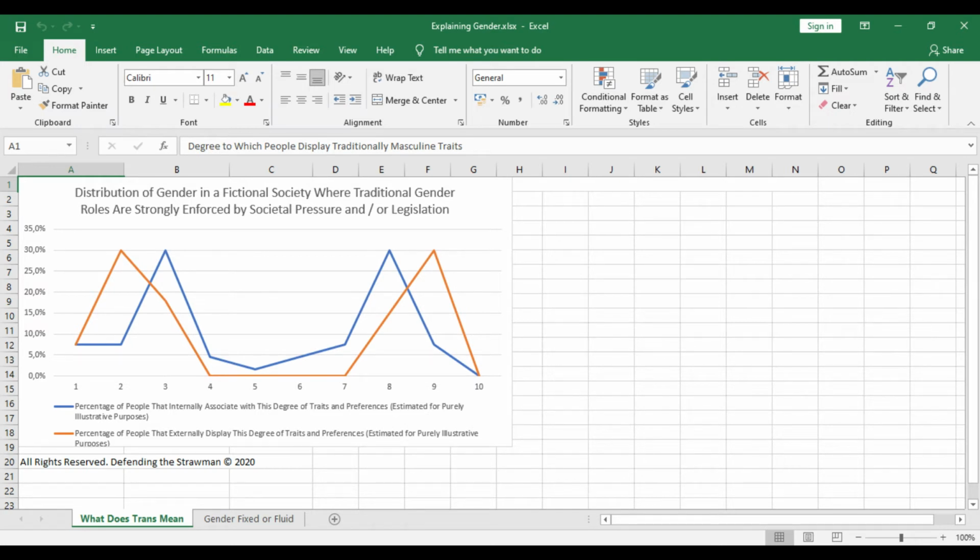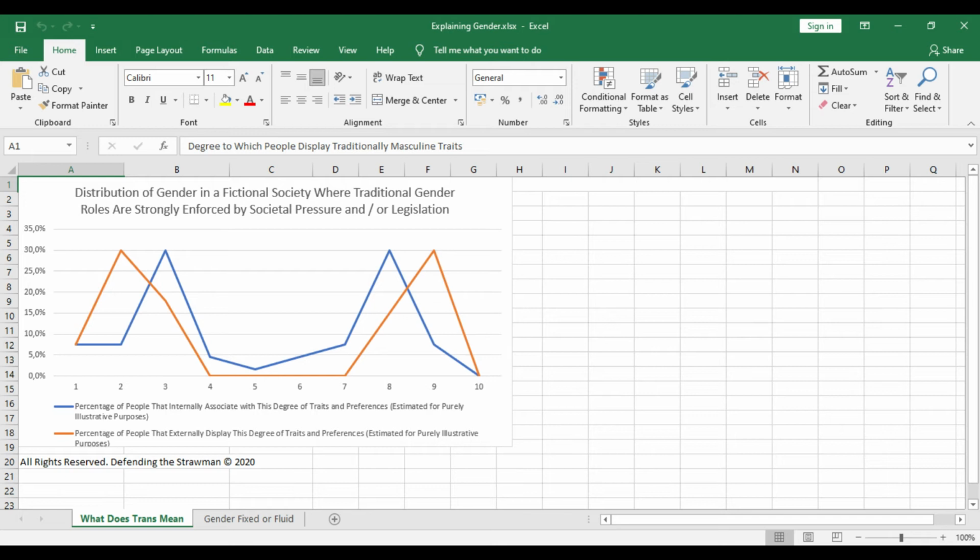Because this society enforces strict gender roles, there is a flat between the two peaks along the orange line, as people conform outwardly to what is expected of them. In societies where gender roles are not as rigidly defined, you would expect small hills or a higher raised flat between the peaks.